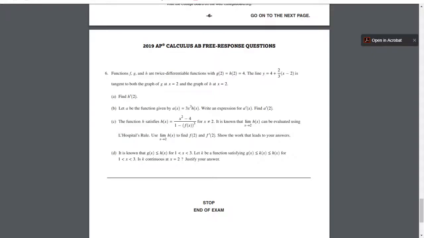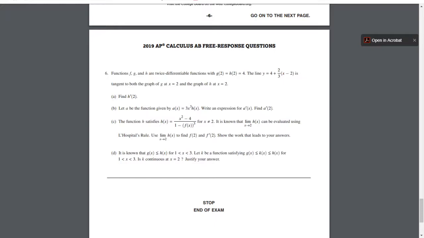All right, number 6. Functions f, g, and h are twice differentiable with g of 2 equal to h of 2 is equal to 4. So both of them have the point (2, 4) on them. The line y equals 4 plus 2/3 times (x minus 2) is tangent to both the graph of g and the graph of h at x equals 2.